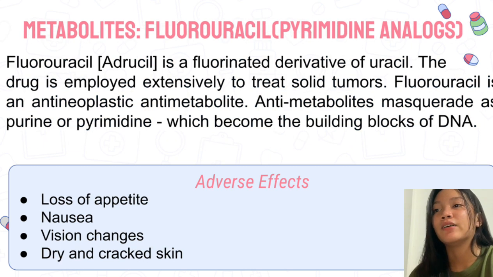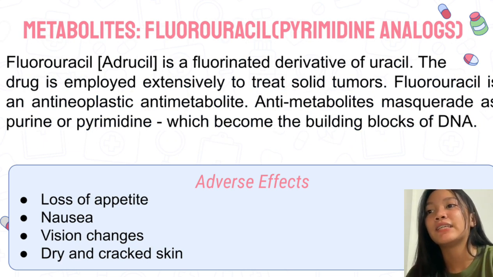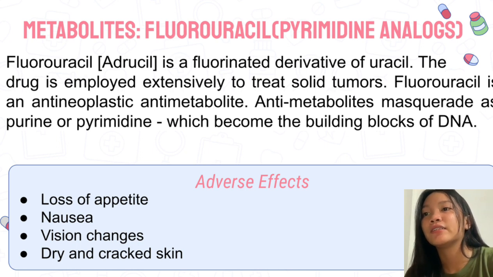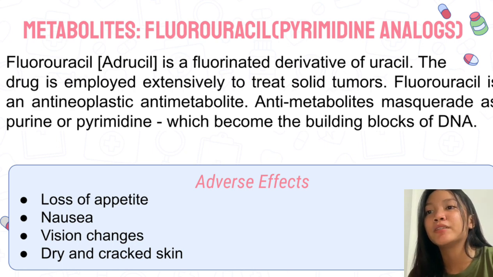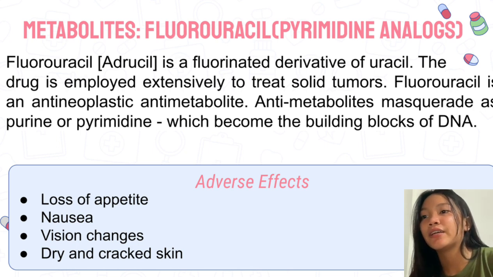In pyrimidine analogs, the drug is fluorouracil. Fluorouracil, or Adrucil, is a fluorinated derivative of uracil. The drug is employed extensively to treat solid tumors. Fluorouracil is an anti-neoplastic antimetabolite, and antimetabolites masquerade as purine or pyrimidine, which are the building blocks of DNA. The adverse effects of fluorouracil are loss of appetite, nausea, vision changes, and dry and cracked skin.